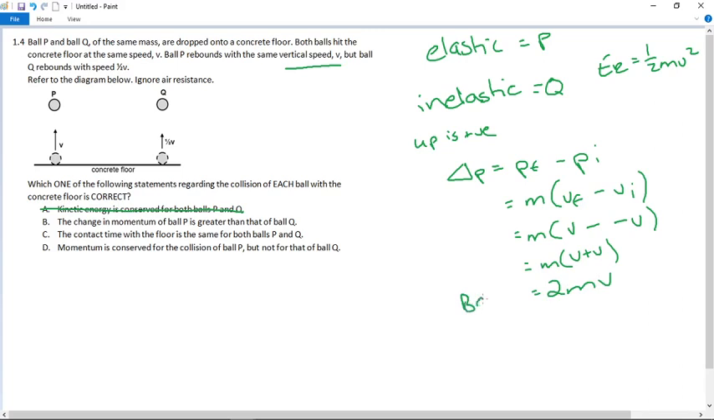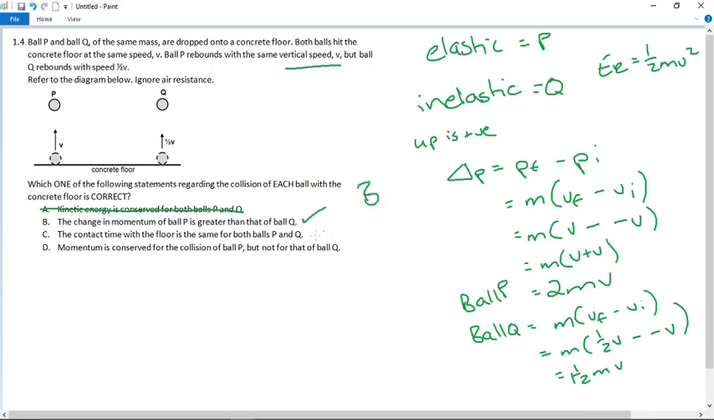This is ball P. If we look at ball Q, the same thing. It's going to be m times vf minus vi. We said up is positive, so my final velocity is a half v, and then we are going to minus negative v because they both went down there with v. So a half plus a half is 1.5 mv. So are these two the same? The change in momentum for ball P is greater than that of ball Q. This is true. So this looks like it might be my answer.